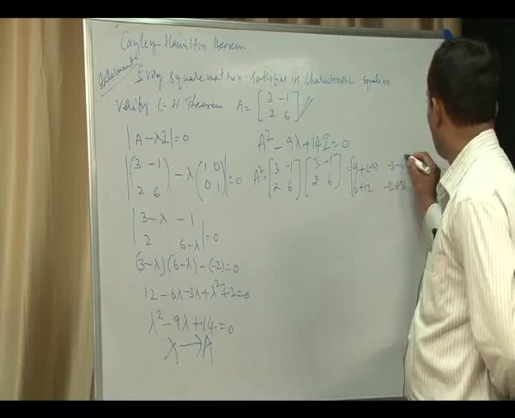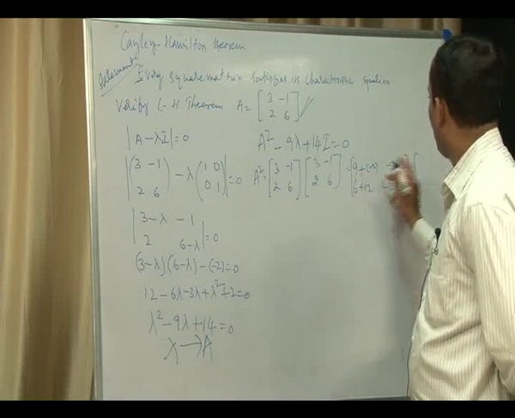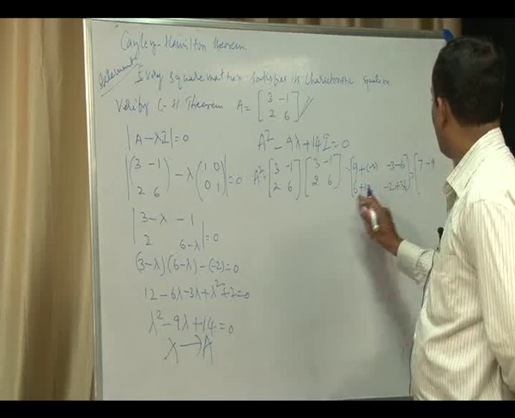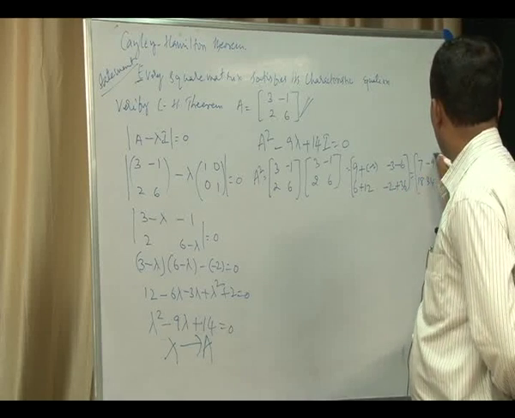That is equal to 9 minus 2 is 7, minus 3 minus 6 is minus 9, 6 plus 12 is 18, 36 minus 2 is 34.